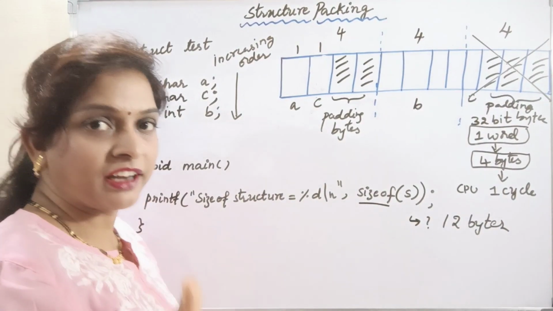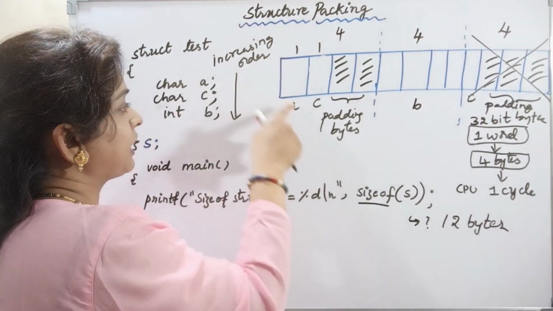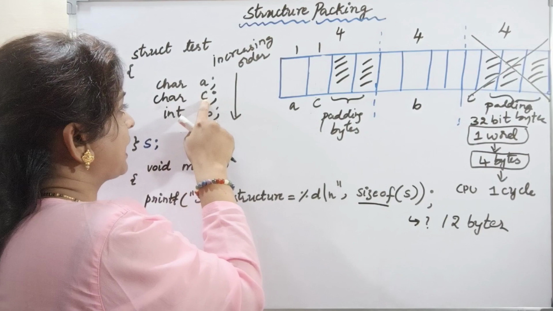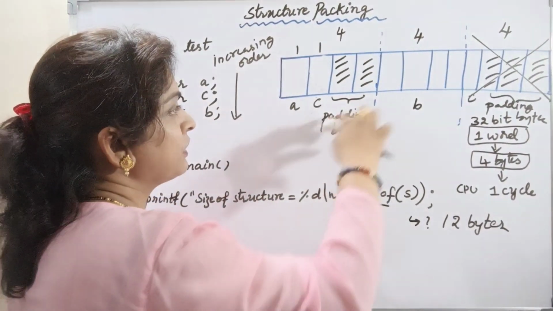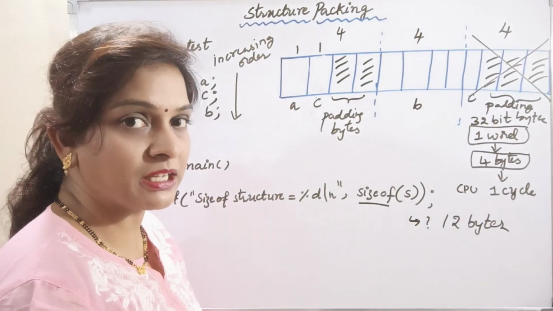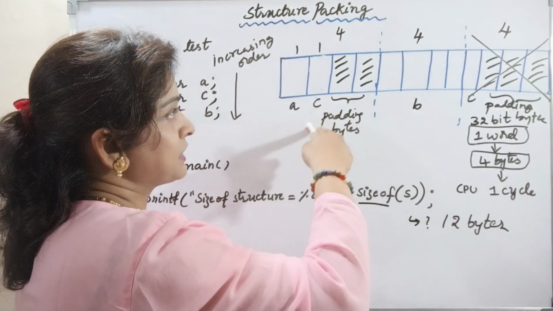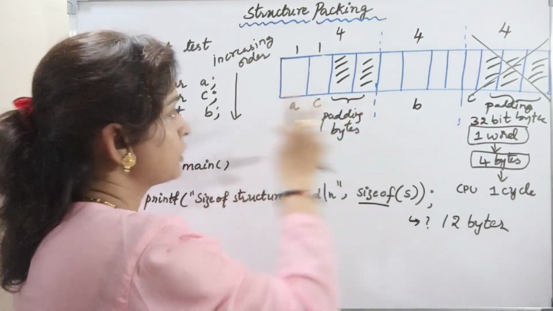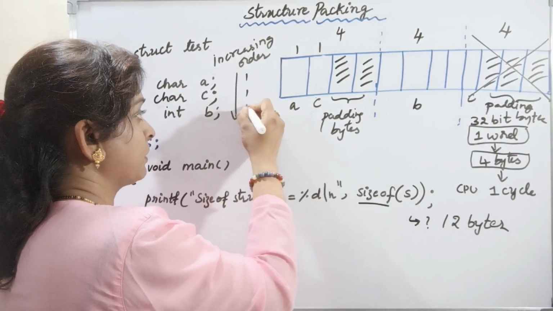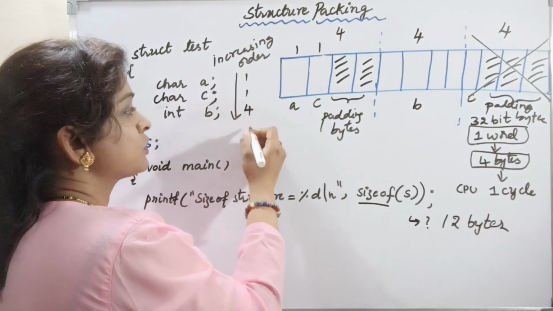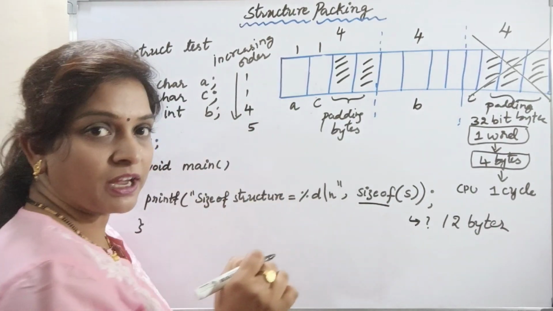Characters can be allocated in any way. So the first character A takes 1 byte, second character C takes 1 byte. So the remaining 2 bytes will be filled as padding bytes by the compiler. So totally 4 bytes. Okay. So it is 1 plus 1 plus 4. So actually saying it is 5 bytes.